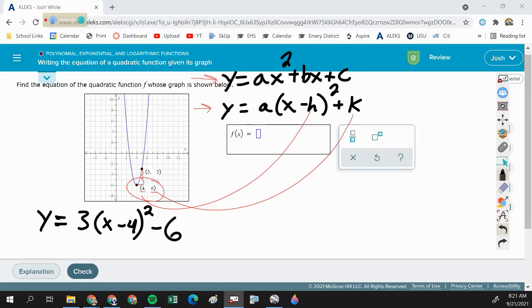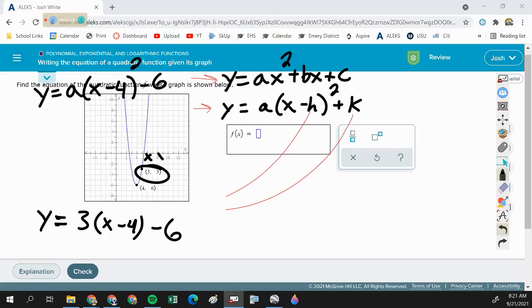Now, what if we can't really tell exactly where that is? What if it's a decimal or we're not sure? How can we figure that out? Well, if we take a times x minus 4 squared plus, minus 6, we have a second point, which gives us an x and a y. So I can plug that x in here and that y in there, and then simplify and solve for a, and that will tell us exactly where a is.